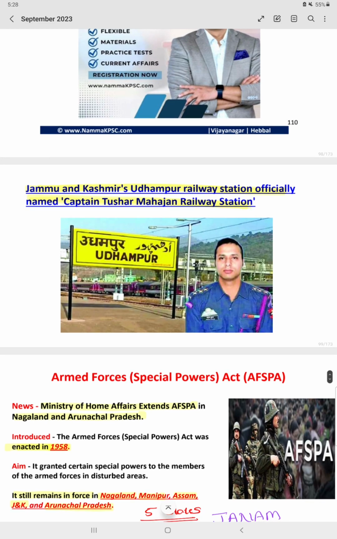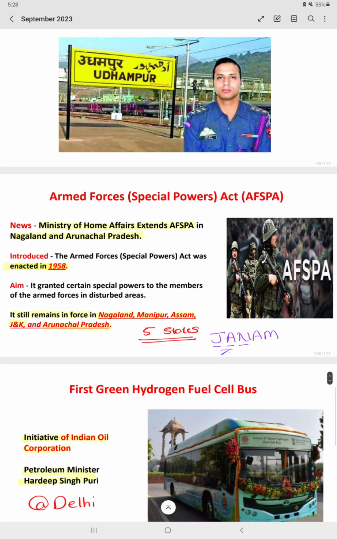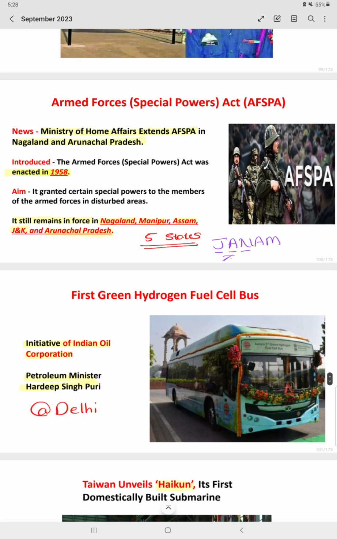Jammu and Kashmir's Udhampur railway station has been officially renamed as Captain Tushar Mahajan railway station because he had died in an attack. AFSPA has been extended to two new states. Which are those two states? Arunachal Pradesh and Nagaland. This has been in force since 1958, and currently five states are under it. Those are Jammu and Kashmir, Assam, Manipur, Arunachal, and Nagaland.